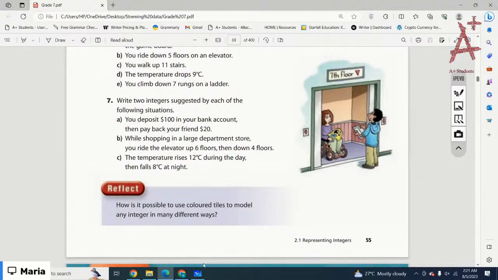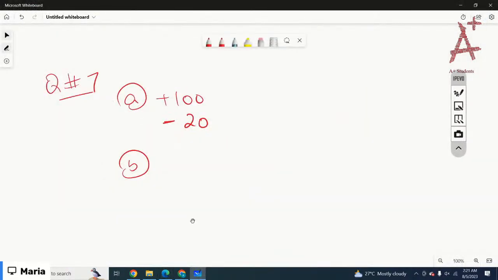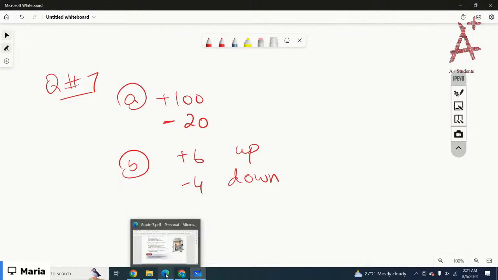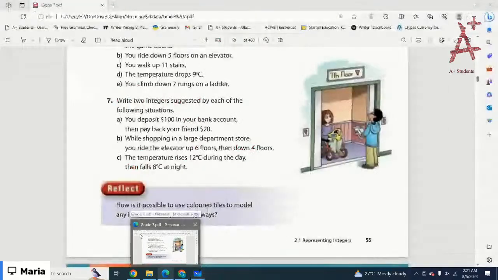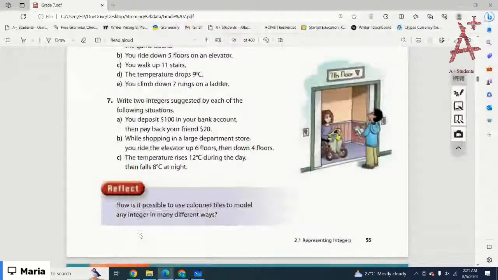Okay, moving up is represented by the positive integers, so it would be positive 6 that you move up, and you move 4 times down, that means negative 4 represents the down, right? Okay, then you have the C part: the temperature rises 12 degrees C during the day and falls.